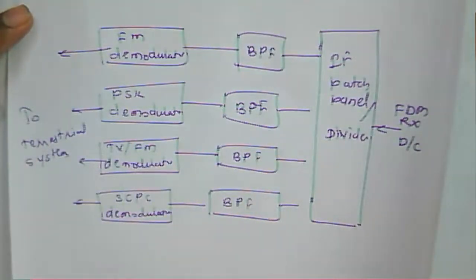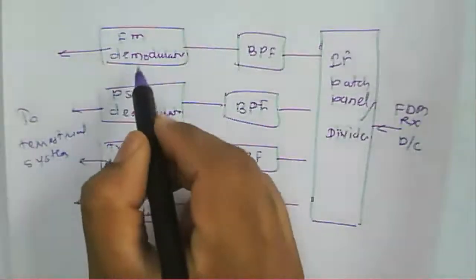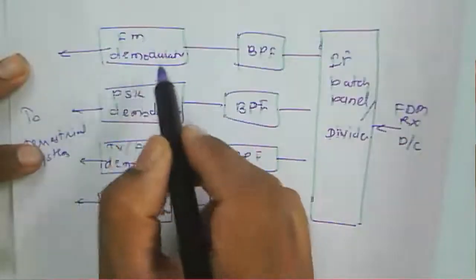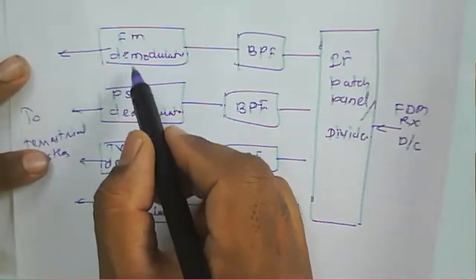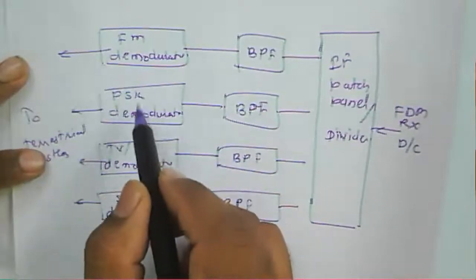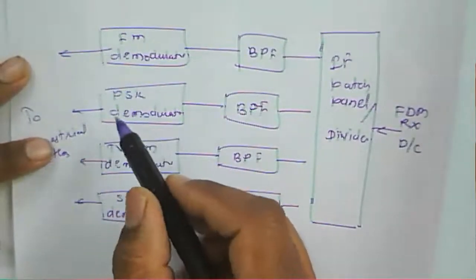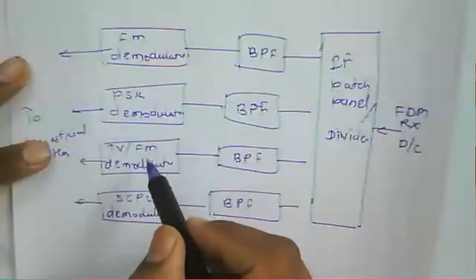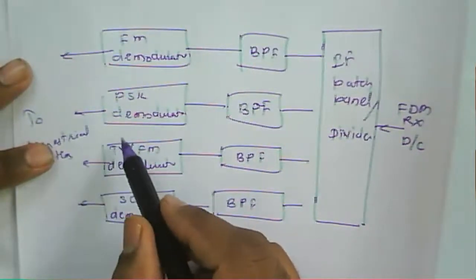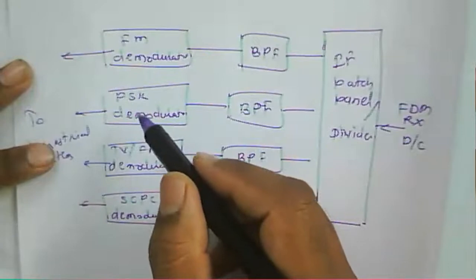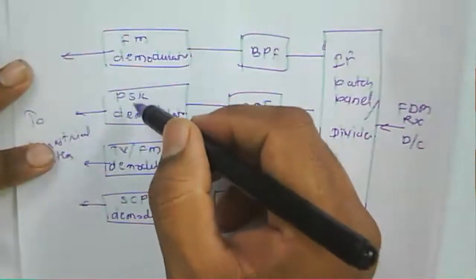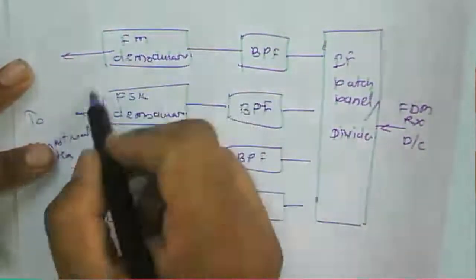So these are the different modulators we use. If we have an analog signal, then FM modulators and demodulators are used. If we have a digital signal, then we can use PSK modulators and demodulators. If we have an FDMA system, then FM or PSK modulators are used. So according to what your input is, we can use the particular modulator for that input.